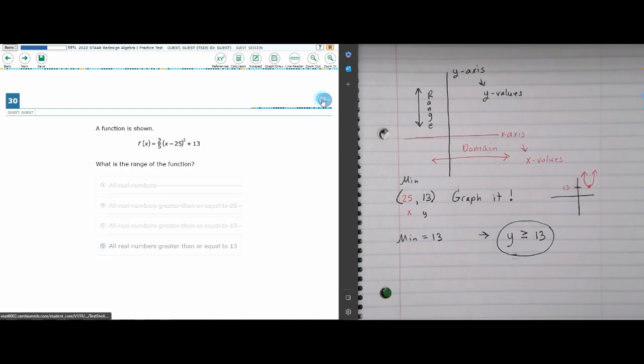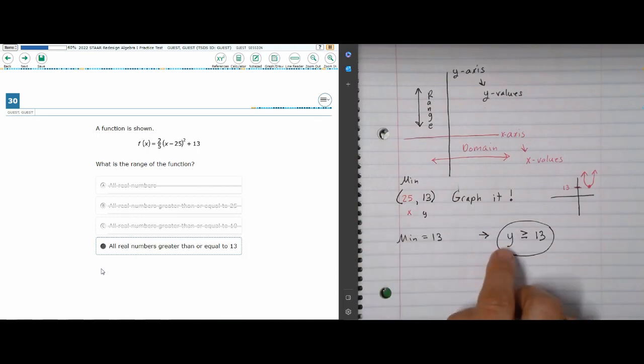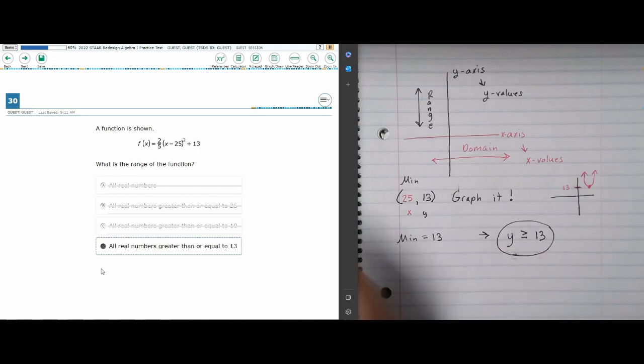So I'm going to go ahead. We have found our answer. D is the correct answer. It is all real numbers greater than or equal to 13, which is what we have here. Y represents all values on the y-axis that are greater than or equal to 13.